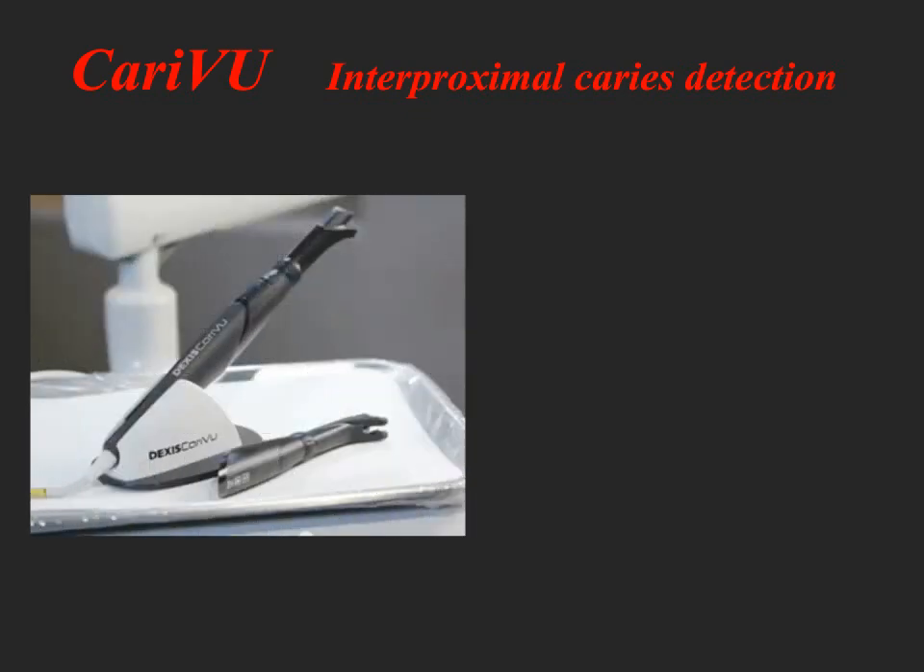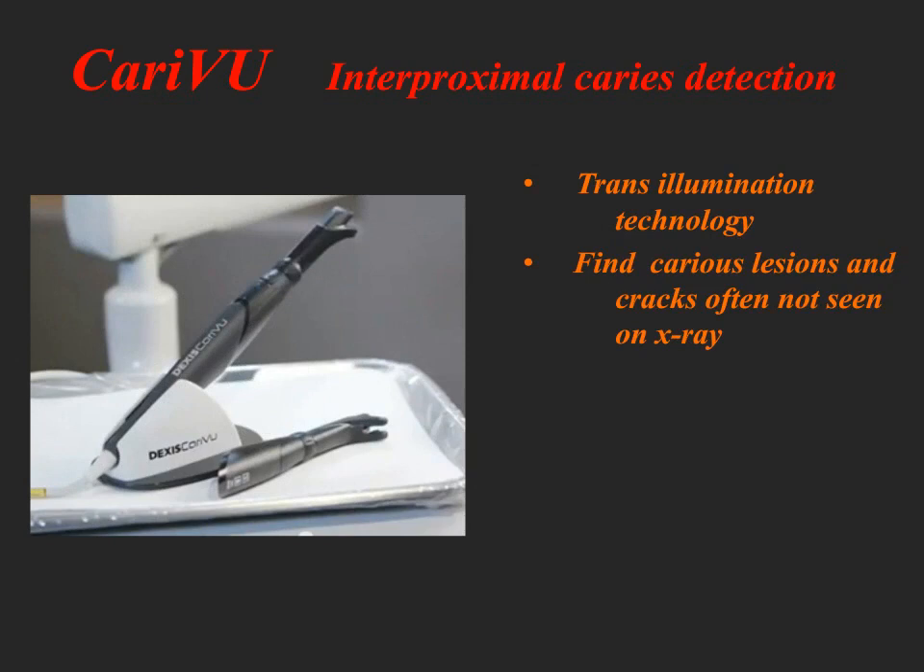Another diagnostic tool, which can be used to help diagnose interproximal caries other than the X-ray, is a tool called CarieView. CarieView uses transillumination technology. You can find carious lesions and cracks often not seen on X-ray. It can help identify recurrent decay.